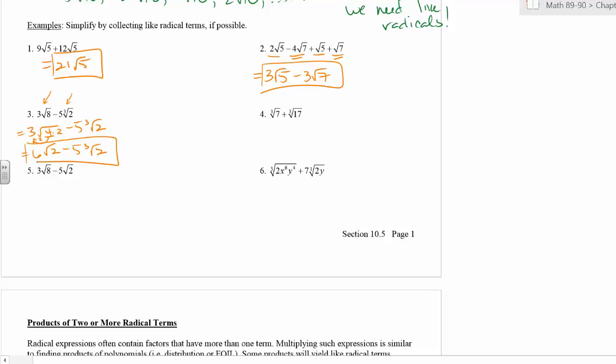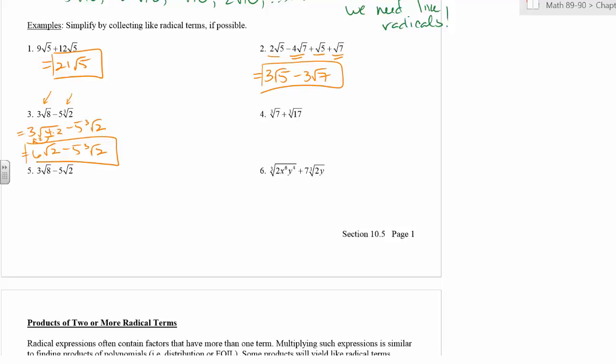And again, you can't combine those any further because they don't have the same index. You're not taking the same radical. So when you plug in the cube root of 2, you don't get the same answer as if you plug in the square root of 2 into your calculator. All right, what about number 4?